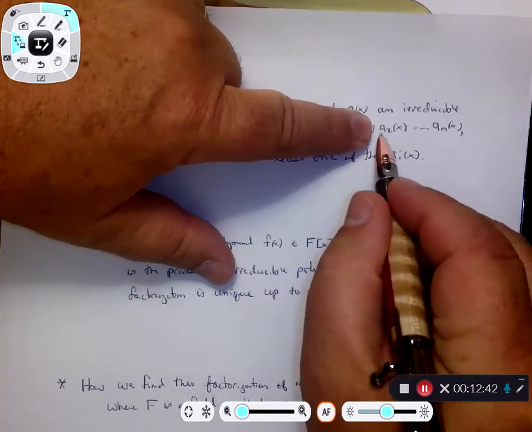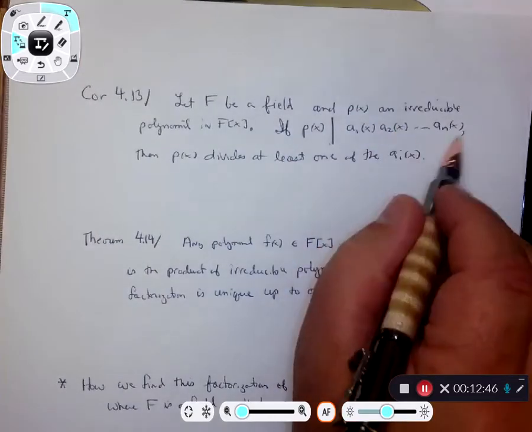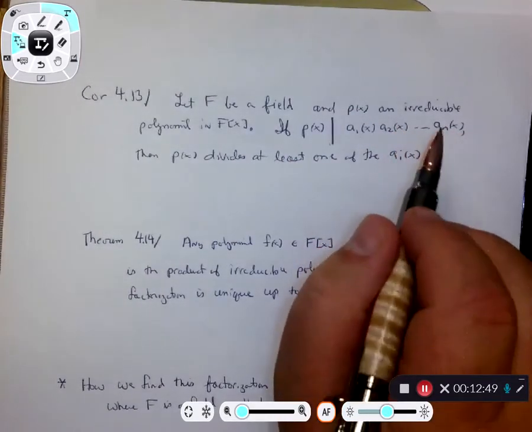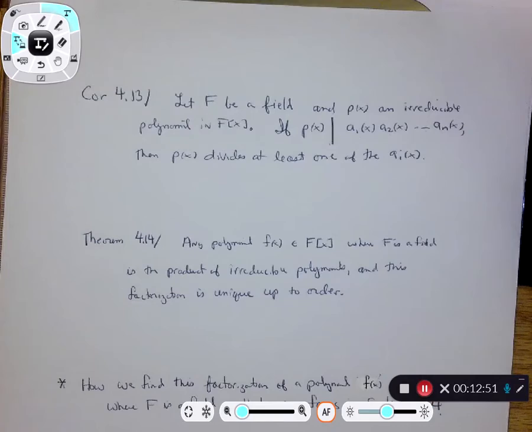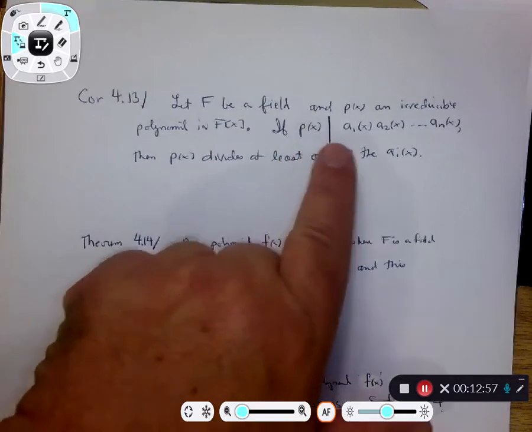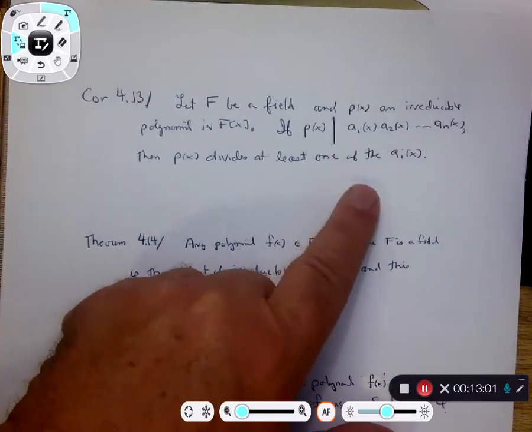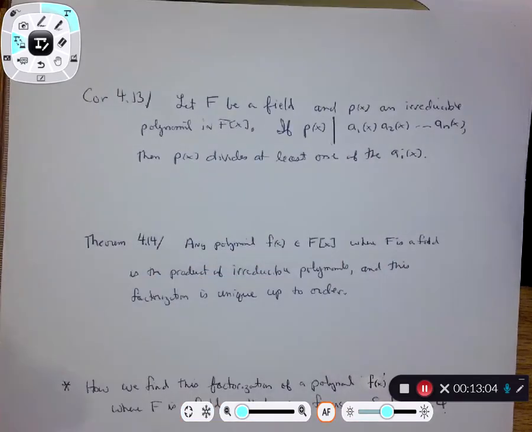It either has to divide a2 of x or it has to divide the rest of them. If it doesn't divide a2 of x, then it's got to divide the rest of them. And you kind of march your way down the line. That's an induction proof. But the fact of the matter is, when you've got an irreducible polynomial dividing a product of a bunch of polynomials, it's got to divide at least one of them. It may divide more than one, but at least one of them it's going to divide.